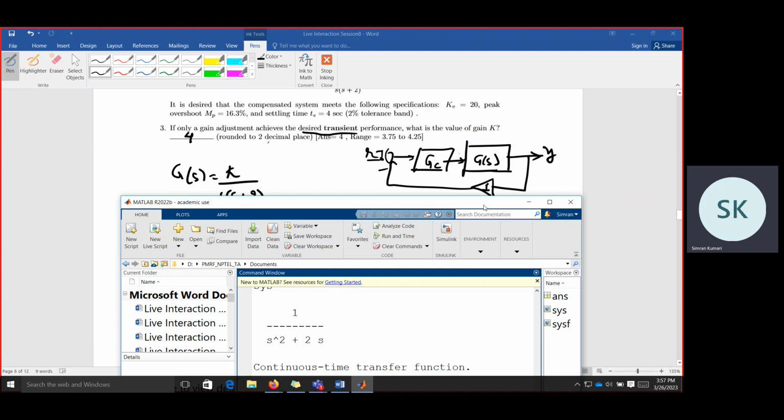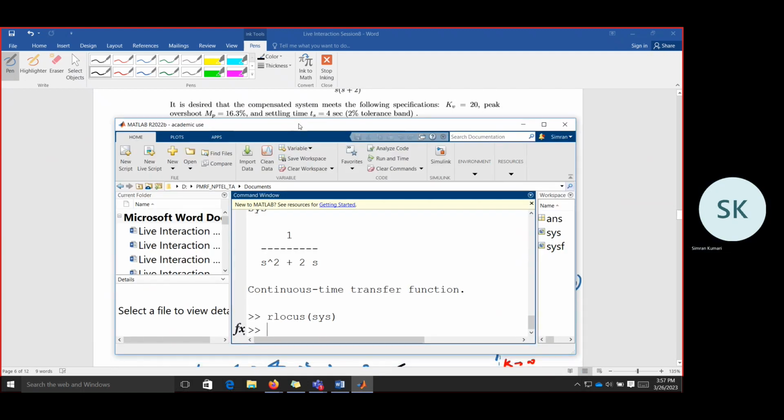Okay, peak overshoot also we can verify. This is 16.3%, no? So it will be approximately 0.163. So it's 1 plus 0.163, so 1.163. So we'll just apply the step input to the closed loop system.